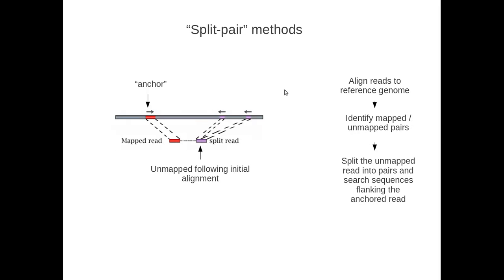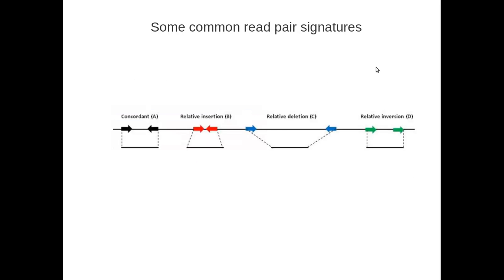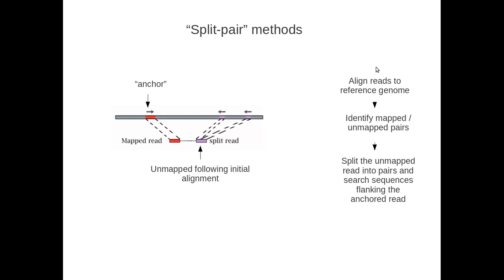So that brings me to the third general class of methods that we apply in short-read sequencing to detecting these large-scale structural events. In the split pair methods, we first align our paired end reads. We have to have paired end data for the split pair methods, as we did with the read pair signatures. We have to have a reference genome. We map the reads to the reference genome.